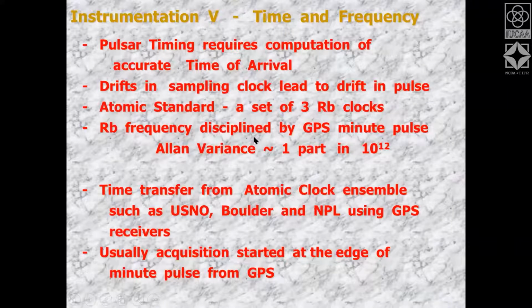In GMRT, we employ a set of 3 rubidium clocks and 1 hydrogen maser, which are 1 part in 10^13 and 1 part in 10^15 stable. So these are extremely stable atomic clocks. And the time is calculated on the basis of these atomic clocks. And the arrival time of the pulse is time stamped by doing a time transfer from this atomic clock to the actual observed data. And as we'll see, that is very important for experiments such as detection of gravitational waves.